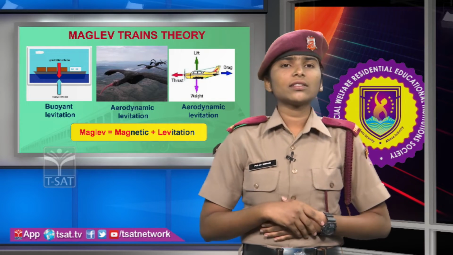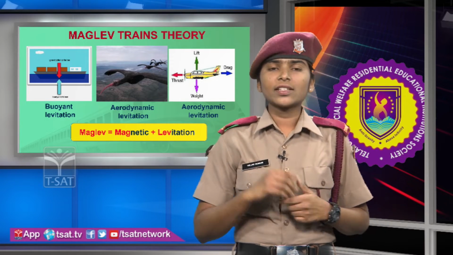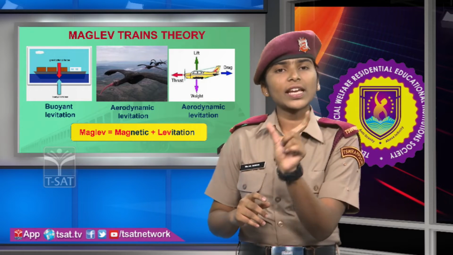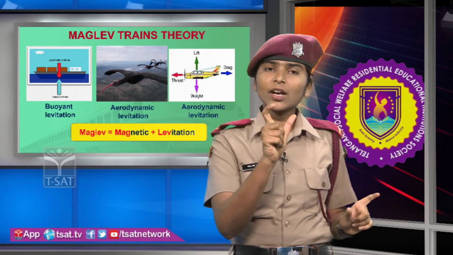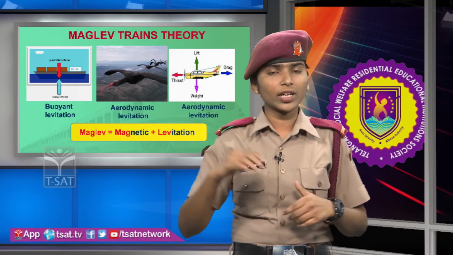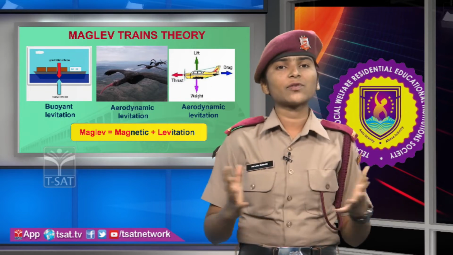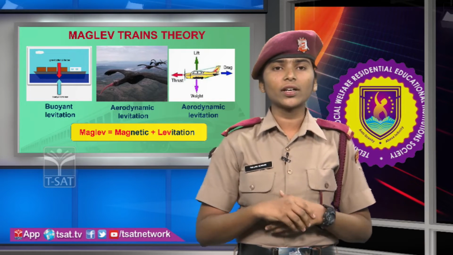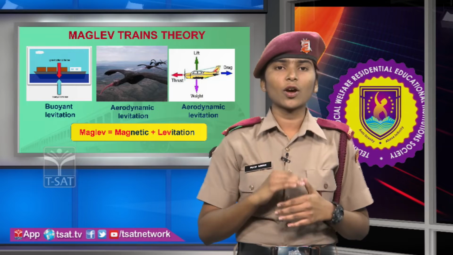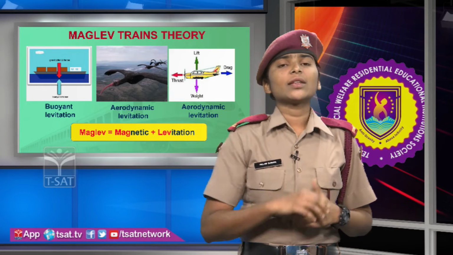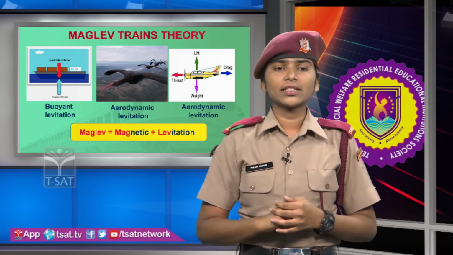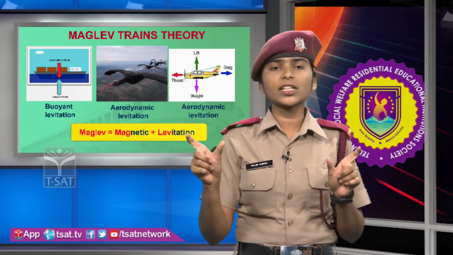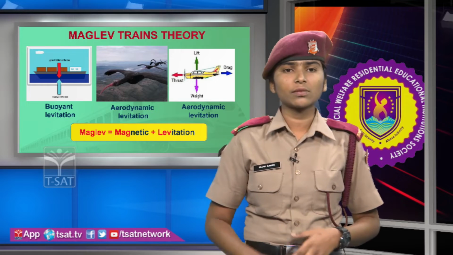Let me explain the term maglev. The train is named maglev because the term itself is a combination of two words. Maglev is nothing but magnetic plus levitation. Magnetism has fascinated humans for many centuries. The term levitation is a Greek word which means rising or floating. The term maglev itself says we are using magnets and a system of levitation, so this train is named the maglev train.